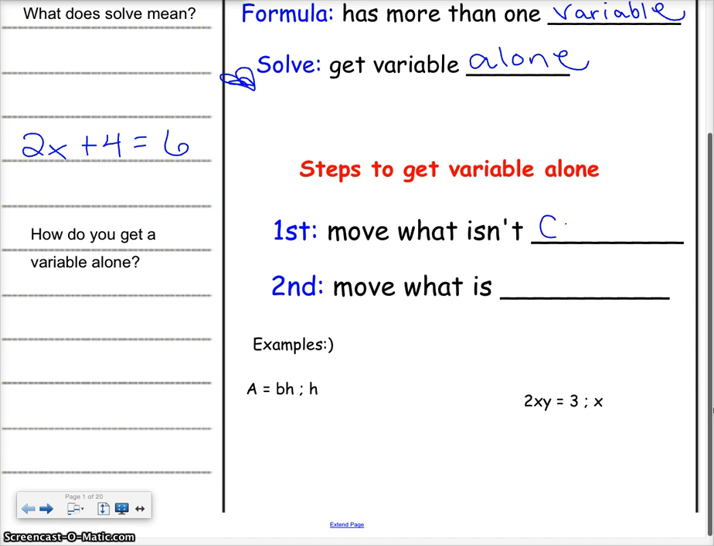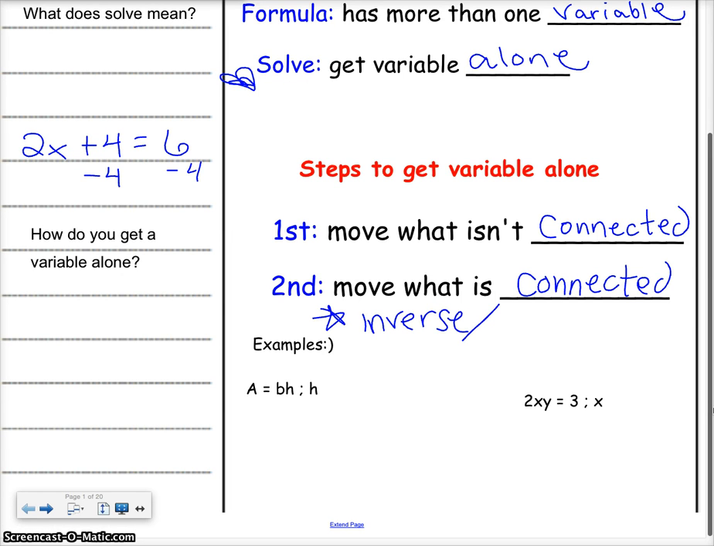So you move what isn't connected first. I would move my 4 first, wouldn't I? And then the last thing you do is move what is connected. Just like how you normally would, always applying the inverse operation. If you get a little stuck, like how do I move it though? What do you mean move it? Think inverse. Math teachers would get mad at me, but inverse is really the same thing as opposite. What is happening? What's the opposite? Do the opposite.